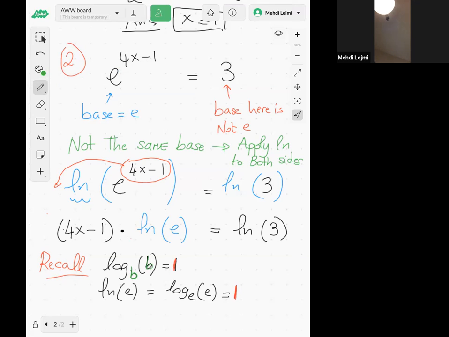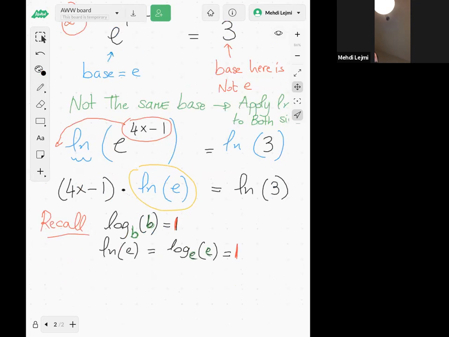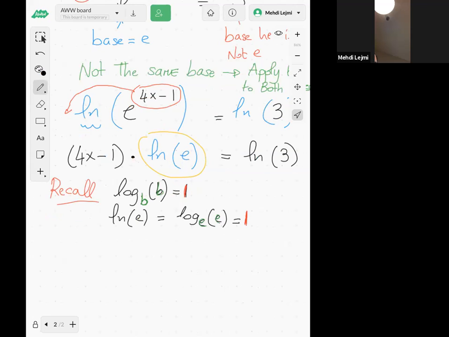This is the same thing here, e and e. So this natural log of e is equal to 1. Yes, Joel, natural log of e is equal to 1. So this is actually 4x minus 1 times, and we just said that natural log of e is 1, so this is actually times 1 equal to natural log of e. And this is just times 1, so it would be the same thing, which is 4x minus 1, and on the right side is natural log of e.